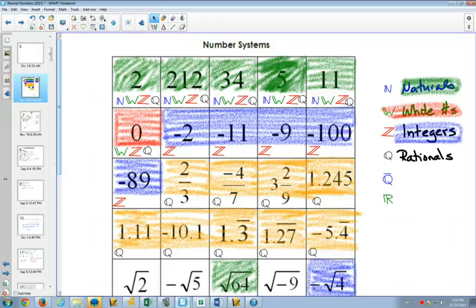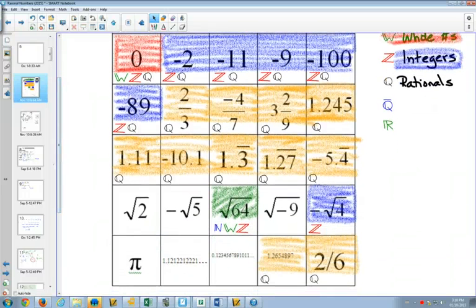All of our negative numbers you could put as a fraction. Negative 2 over 1, negative 11 over 1, negative 9 over 1, negative 10 over 1, 100 over 1, and negative 89 over 1. And then down here, we'll have to add a Q to this one, and a Q to that one.